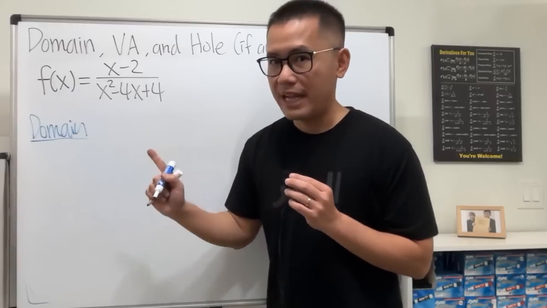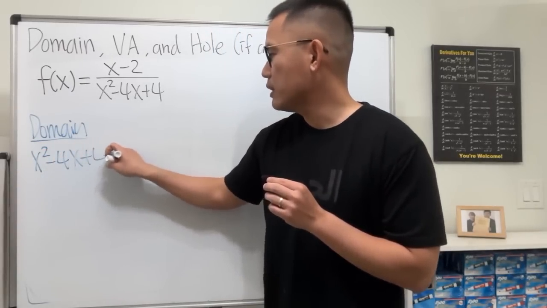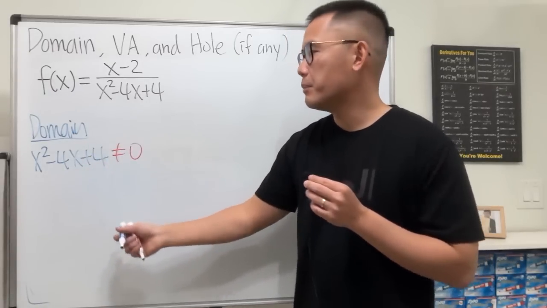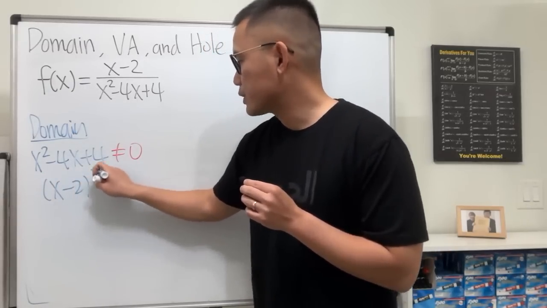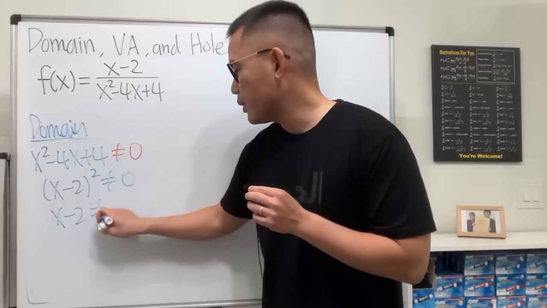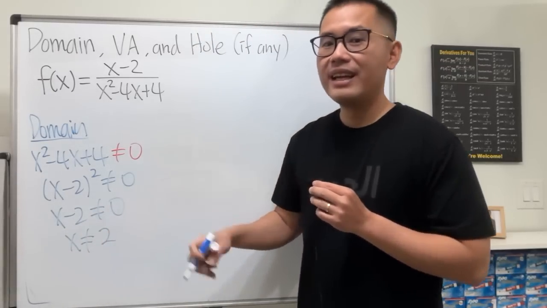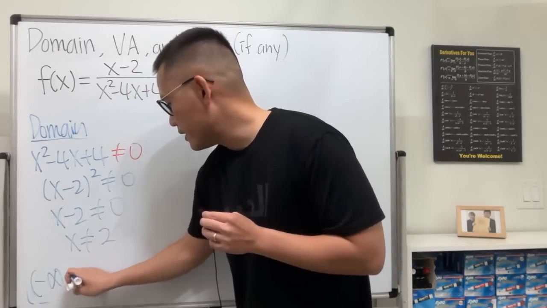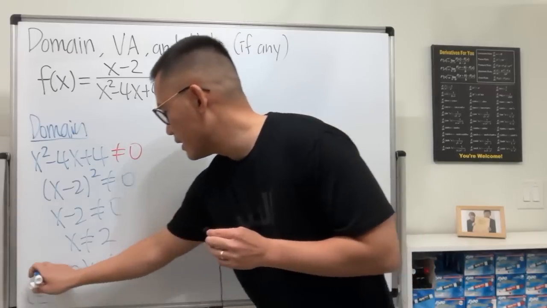Put the bottom not equal to 0. So x squared minus 4x plus 4 cannot be equal to 0. Factor this, and this time we get x minus 2 times x minus 2, which is x minus 2 squared. And we can just say x minus 2 cannot be equal to 0, meaning x cannot be equal to 2. So the domain for that in interval notation, we go from negative infinity up to 2, union 2 to infinity, and that's it.